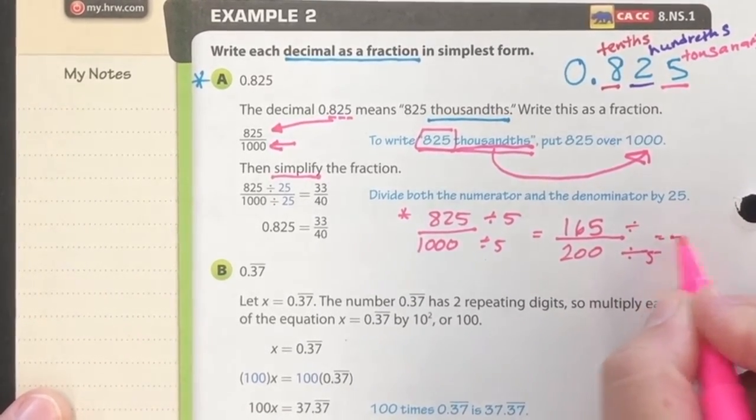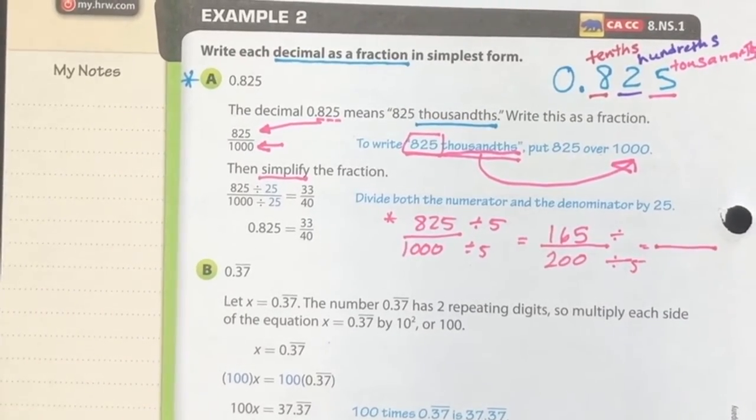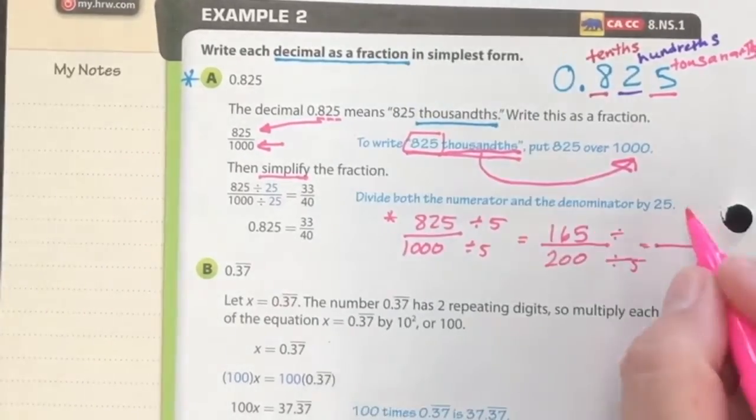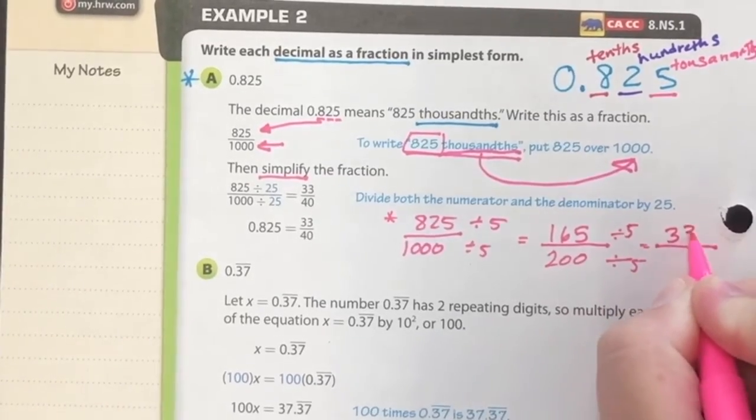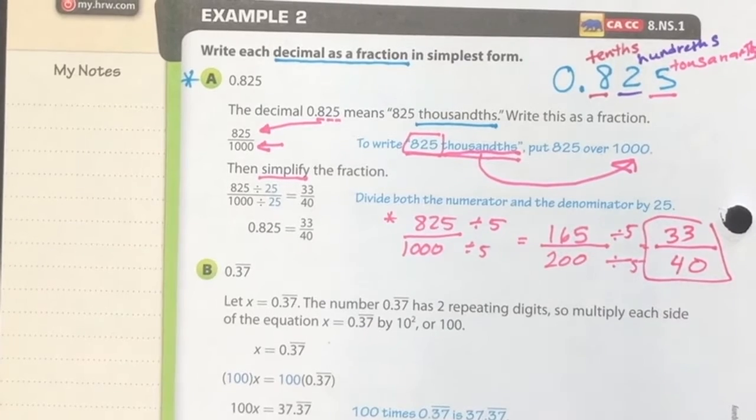They both end in a 5 or a 0. So we're going to divide by 5 again. 200 divided by 5, and 165 divided by 5 is 33 over 40. So we get the same answer. You don't have to divide straight away by 25. You can do 5 by 5, and that will work too.